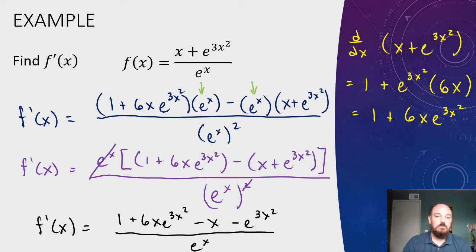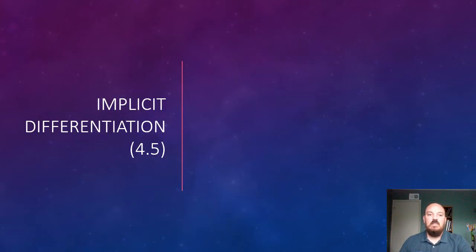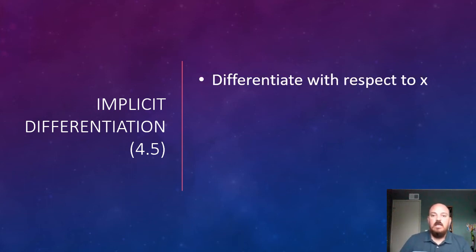We have one last piece I want to add for today, and that's implicit differentiation. So this is from section 4.5, and implicit differentiation is basically when you have x's and y's mixed together. Instead of just y equals a function of x, you have one equation where the x's and y's are all jumbled up. You might have more than one y in your problem, things like that. And we're differentiating, we're taking the derivative with respect to x.